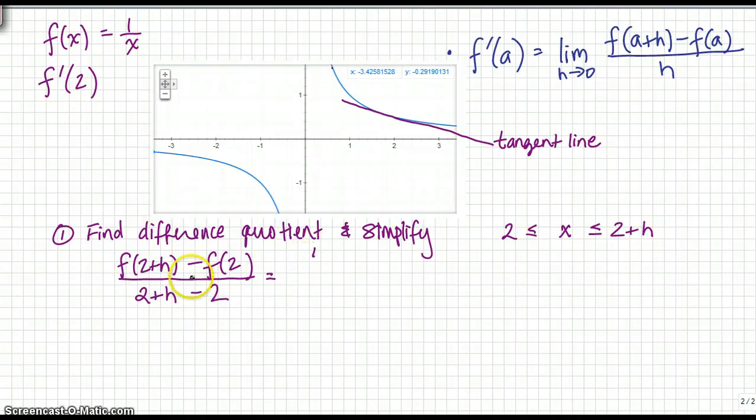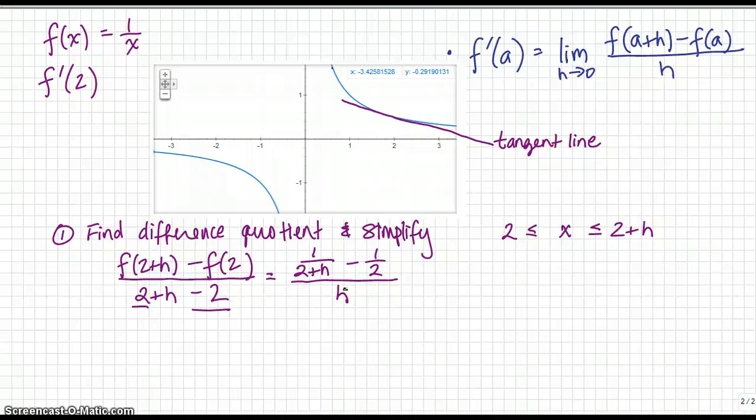So what do I get when I find this? I'll get 1 over my input, 1 over 2 plus h, minus, again, 1 over my input. This time my input is 2, so minus 1/2. All over, the 2's are going to cancel out on the bottom, and I'll just have an h on the bottom. And now you want to go, yikes, I don't know what I'm going to do with this or how I'm going to simplify it. There's a couple of strategies you could use to simplify here. I'm going to use a strategy called clearing the denominators.